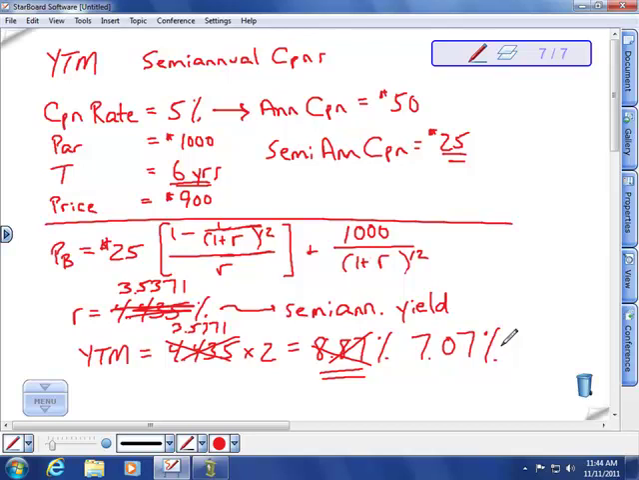Okay, let me correct that real quick here. That's 3.5371%. And then that's going to be 7.071%.